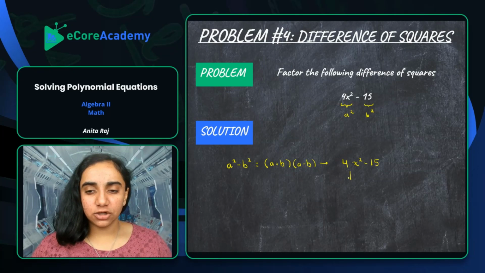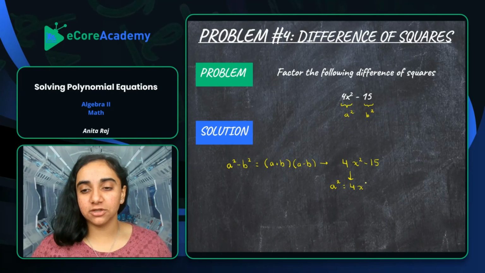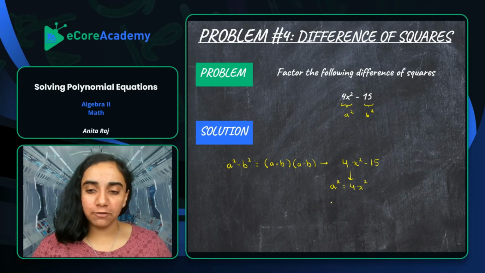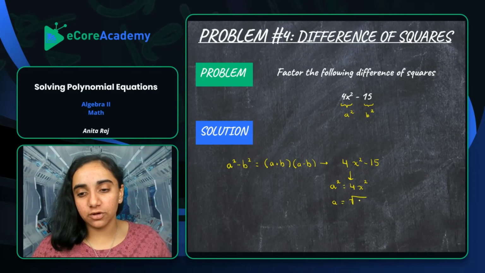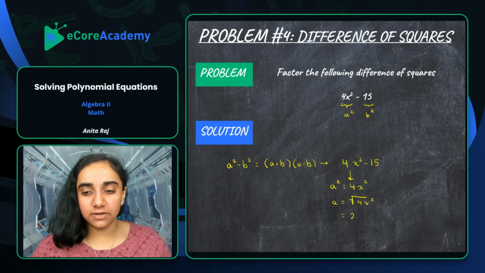Let's look at our a term first. So this first term is actually a squared. It's not just a, it's a squared. A squared is equal to 4x squared. So we want to square root both sides to get just a. So if we square root both sides, we're getting the square root of 4x squared. So the square root of 4 is equal to 2, and the square root of x squared is equal to x. We want to do the same thing with this side because this is b squared. B squared is equal to 15. So to get b by itself, we're just square rooting 15. So these are the two values that we're going to work with right here.